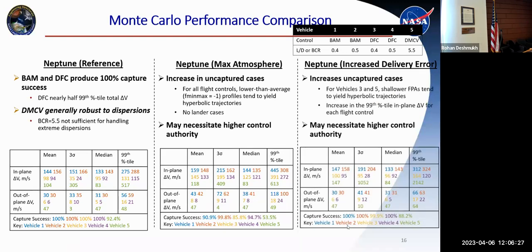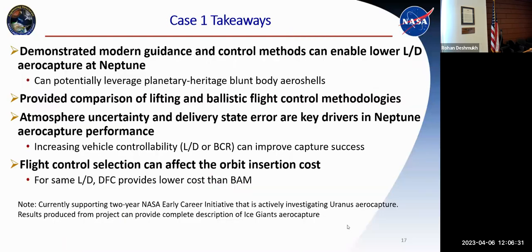So this is just a summary of the results. I won't go into too much detail there, but I'll summarize the key takeaways from the case that we looked at for Neptune Aerocapture. The first one is we showed that if we use modern guidance and control methods, we can enable Aerocapture at lower lift to drags, around a lift to drag of 0.4 as compared to a value of 0.8. And this can potentially allow us to use heritage blunt body aeroshells that we are more familiar with.